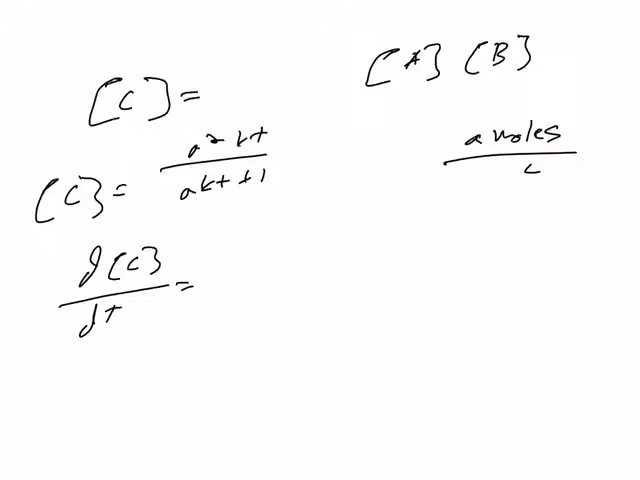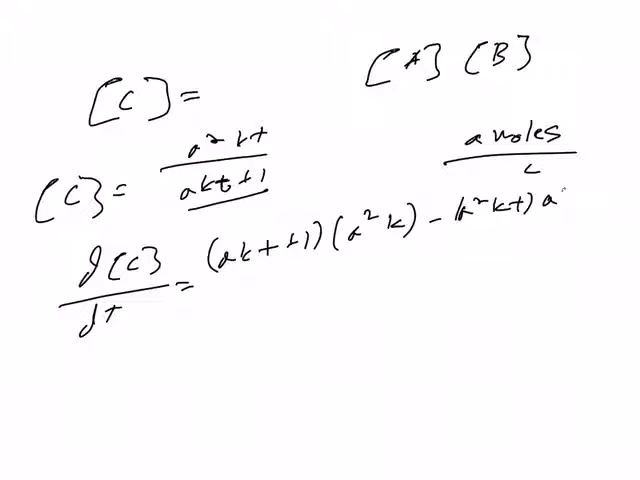So this is going to be taking the change in this over the change in time. Wait, is there a t in the bottom? Oh yeah, this is t. Okay, so let's rewrite this. It's akt plus 1 times the derivative up here, which is just a squared k, minus a squared kt times the derivative down here, which is just ak, all over akt plus 1 squared. So that's the rate of change.